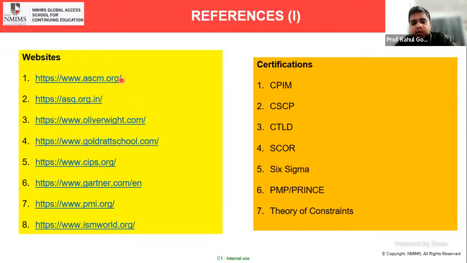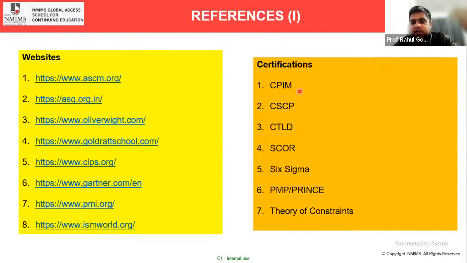This is Apex organization, which is the premier organization. Like you have PMI for project management, Apex is for supply chain management. ASQ is all related to quality. Oliver White is S&OP demand planning, if you want to understand. Goldratt is all about theory of constraints. CIPS is all about procurement. Gartner is a very famous research organization which publishes the best that is out there in supply chain in terms of tool technologies. PMI is for project management, and ISM is another not-for-profit body of knowledge around the supply chain.